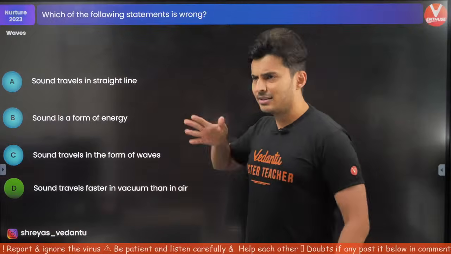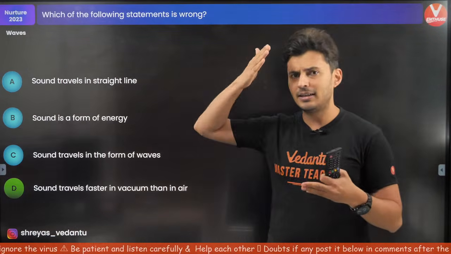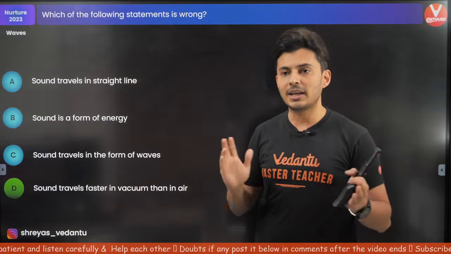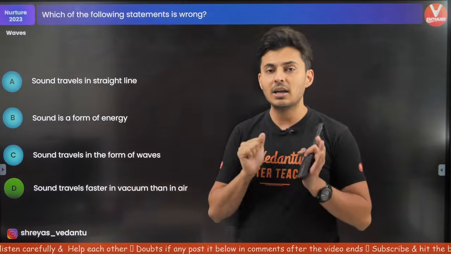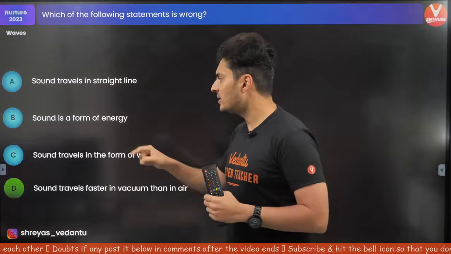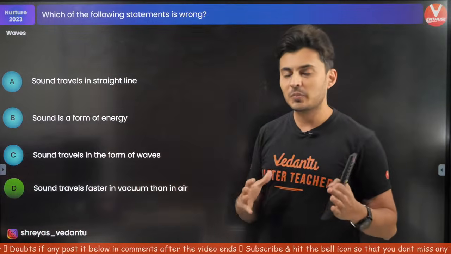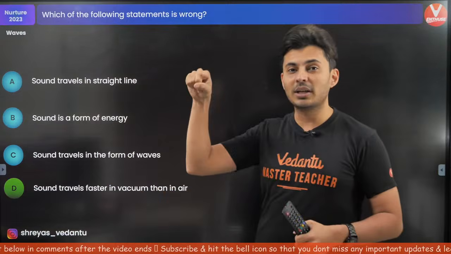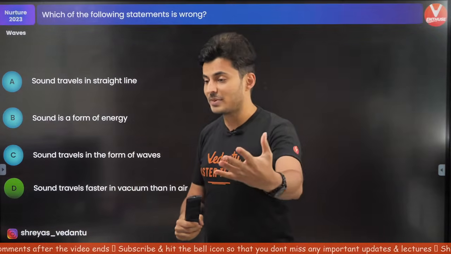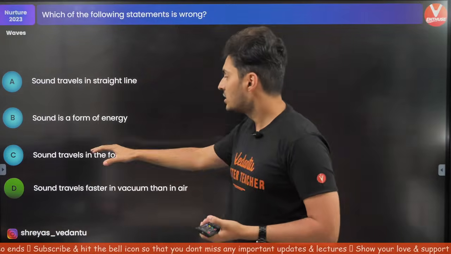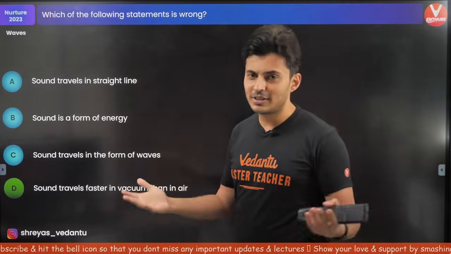Well, sound travels in a straight line unless it encounters an obstruction. Yes, it will travel. It's like any wave. Any wave will travel in a straight line path unless there is a condition. Sound is a form of energy. So sound transmits some energy. Your speakers have some wattage written on them, this many watt speaker, that many watt speaker. So obviously it has some energy. Sound travels in the form of waves. Yes, sound is a wave.